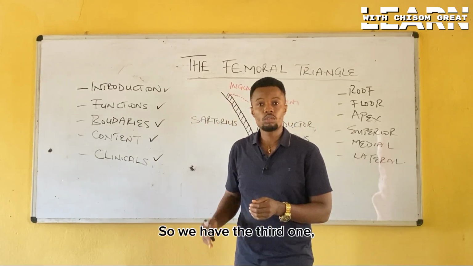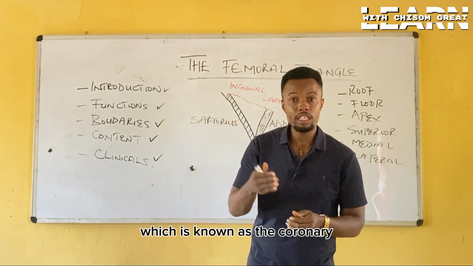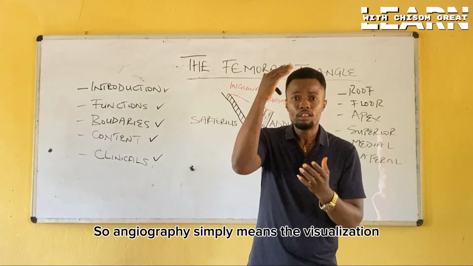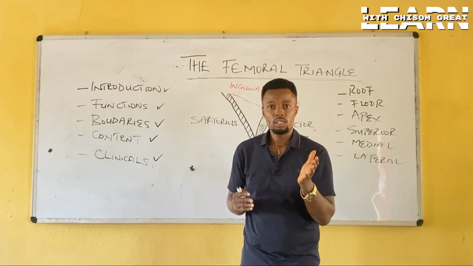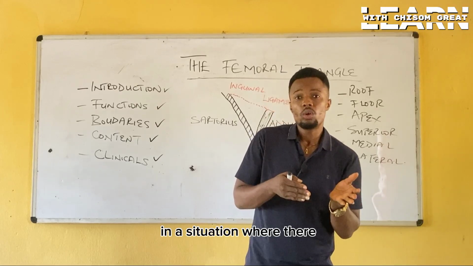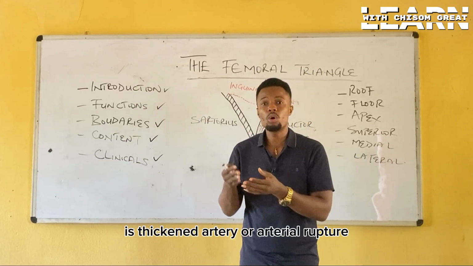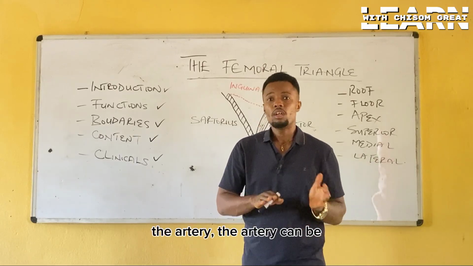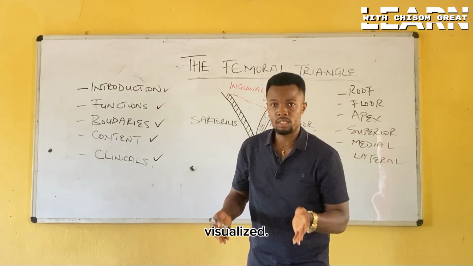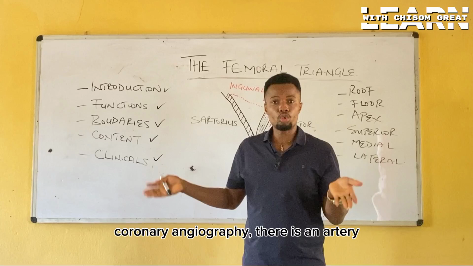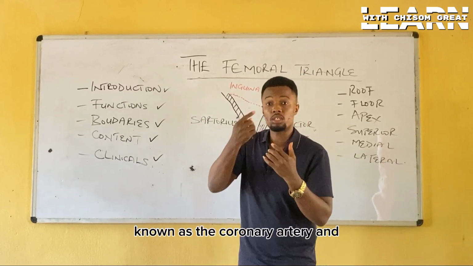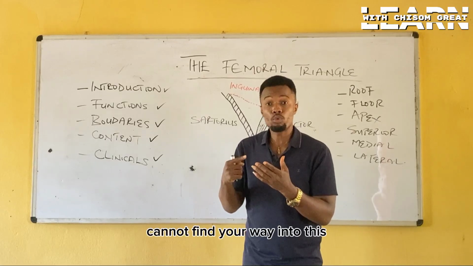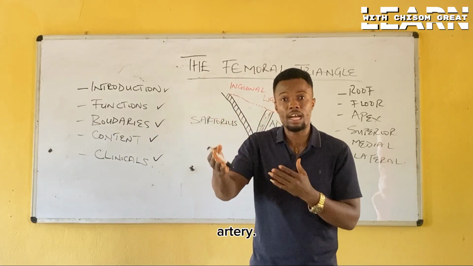So we have the third one, which is known as the coronary angiography. So angiography simply means the visualization of arteries. Yes, in a situation where there is a thickened artery or arterial rupture or any problem as regards the artery, it can be visualized. So in the case of the coronary angiography, there is an artery known as the coronary artery, and these are deep arteries, and you cannot find your way into this artery.